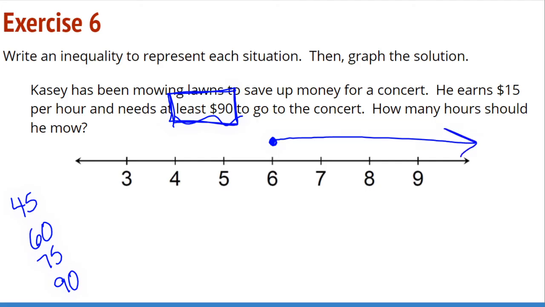So his hours need to be greater than or equal to 6, because it says at least. He could mow longer and have more money.